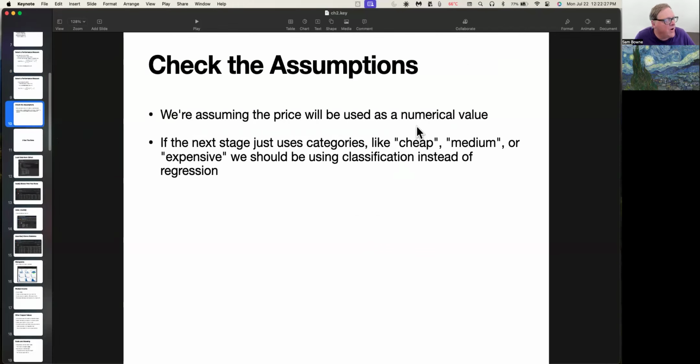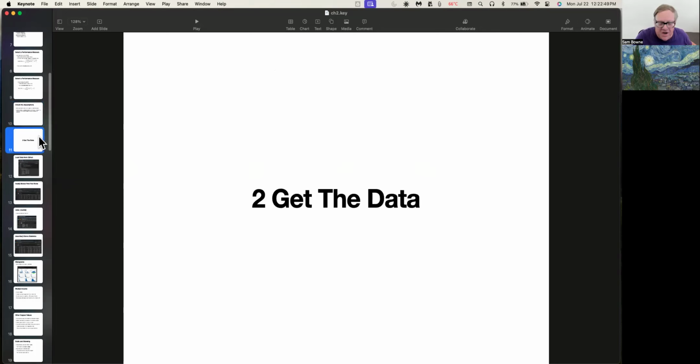Okay, so we're assuming the price is a numerical value. Now, if the next stage just uses categories, and we are going to see cases like this, like cheap, medium, or expensive, then you're doing a classification task instead of regression. Regression is where you're trying to predict a numerical value. If you have just categories, then that's classification, sorting things into categories, which is somewhat different.